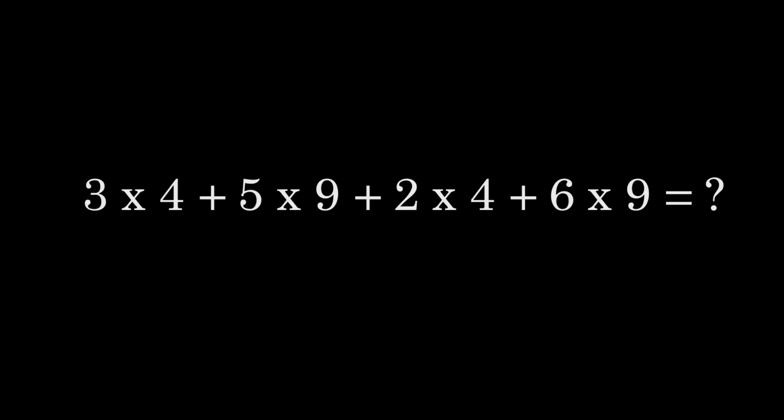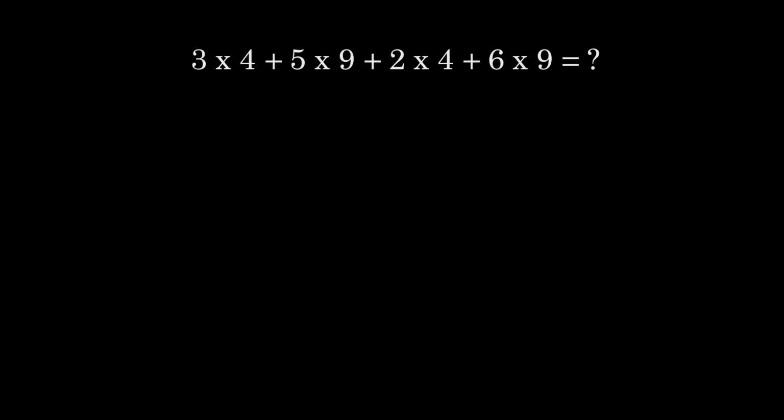Oh, and it gets better. What if we had this instead? 3 times 4 plus 5 times 9 plus 2 times 4 plus 6 times 9. How would you solve it? Again, PEMDAS requires a specific way of doing it. I don't want to do it that way. We have 2 numbers that are multiplied by 4, and we have 2 numbers that are multiplied by 9. So what if we did this?